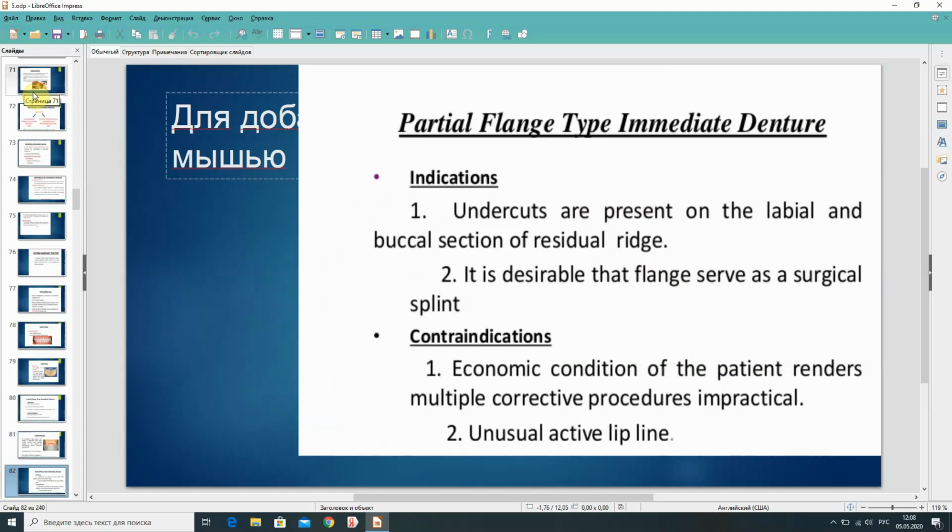Partial flank type immediate denture. Indications: undercuts are present on the labial and buccal section of the residual ridge. It's desirable that the flank serves as a surgical splint. Contraindications: the economic condition of the patient renders multiple corrective procedures impractical. Unusual active lip line.